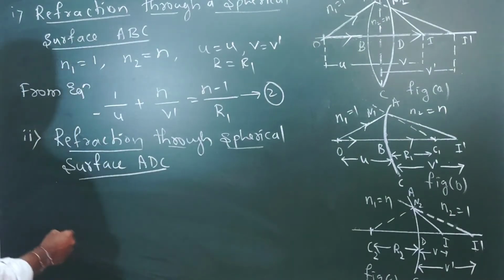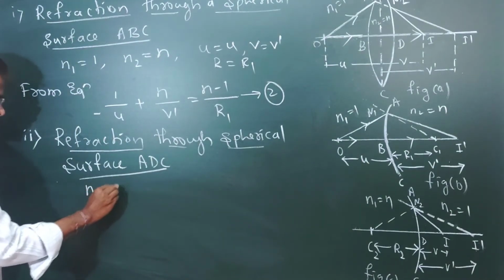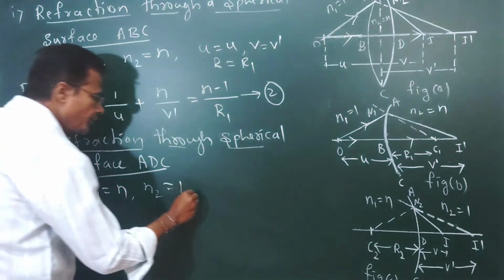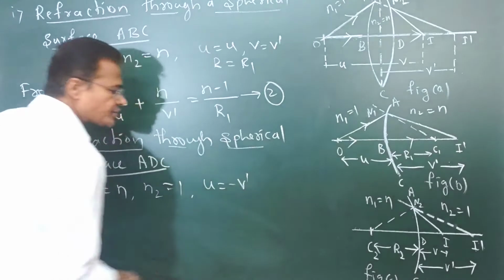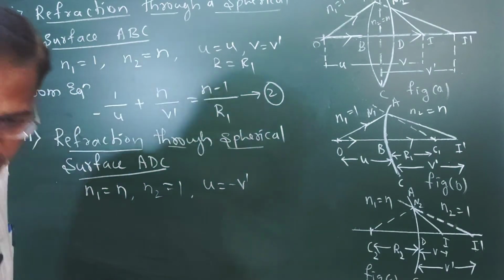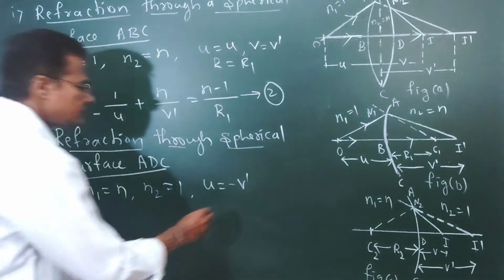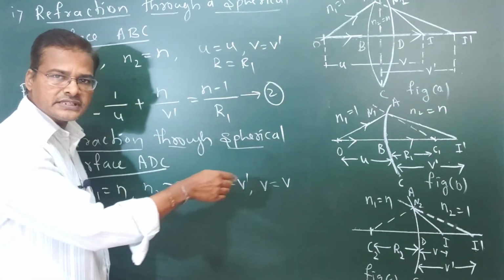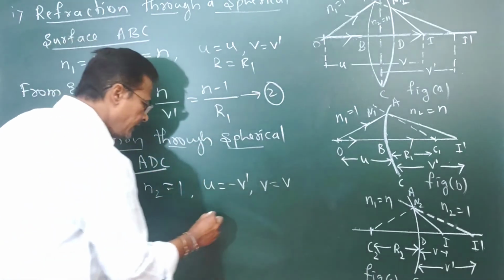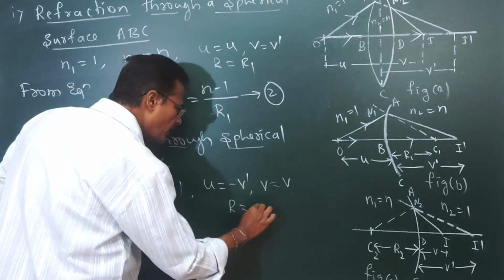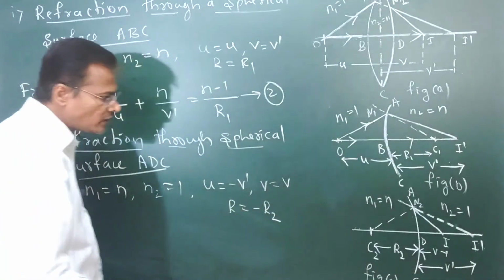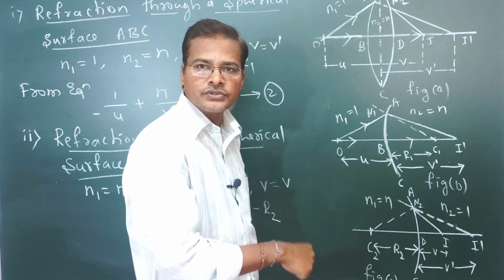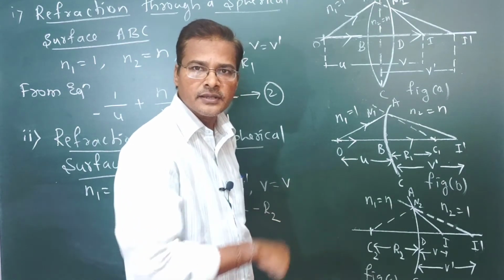So now see, we will substitute the values. So N1 equal to N, N2 equal to 1, and U equal to minus V dash. V equal to V only we are getting, because it's a real image. So R equal to minus R2, because this surface is in the opposite direction. So that's why we have taken the minus sign.